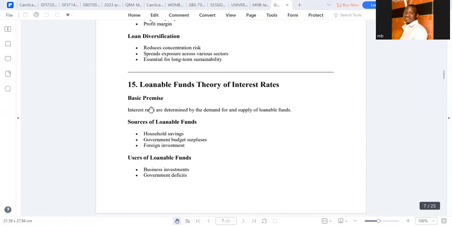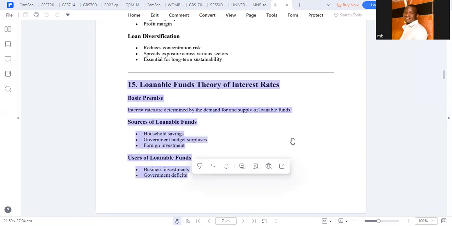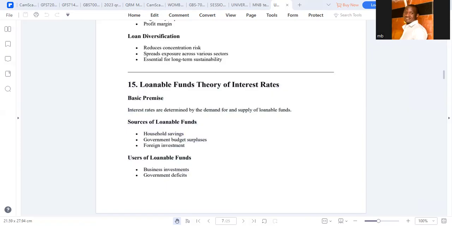Then we go to chapter 15, which looks at the loanable funds theory. I think we talked about this in a previous lecture.